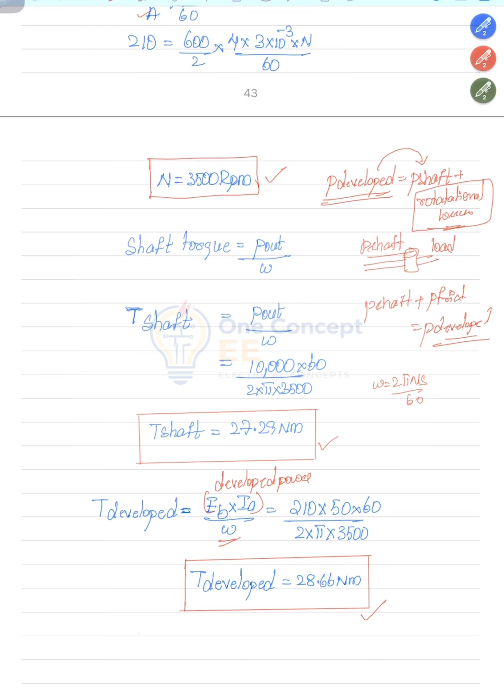Here we see that the torque developed will always be more than T shaft, because in between there will be some frictional losses. If you add frictional losses to T shaft, it will become T developed. This is the torque developed.